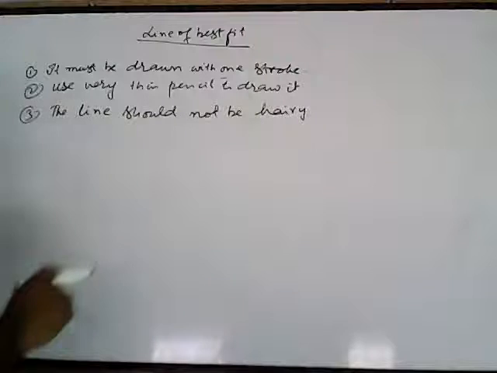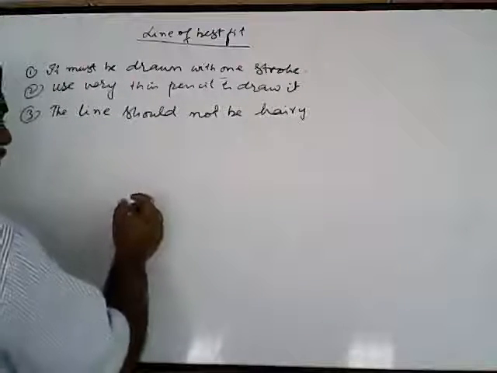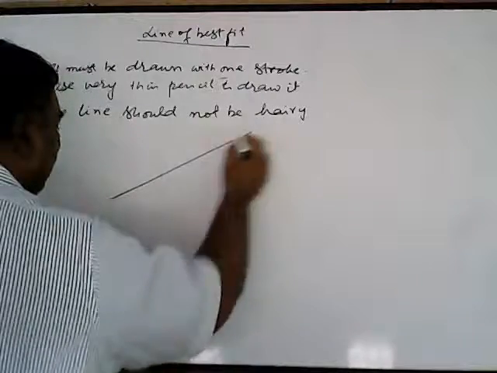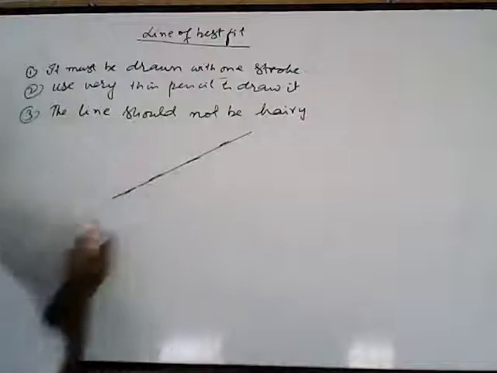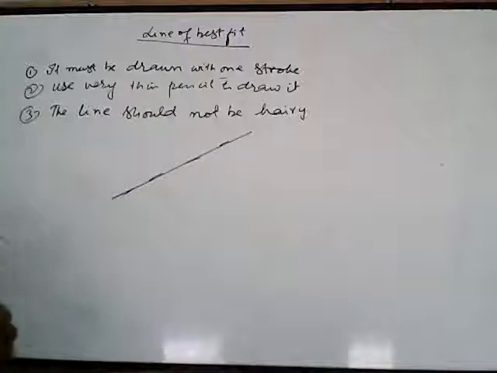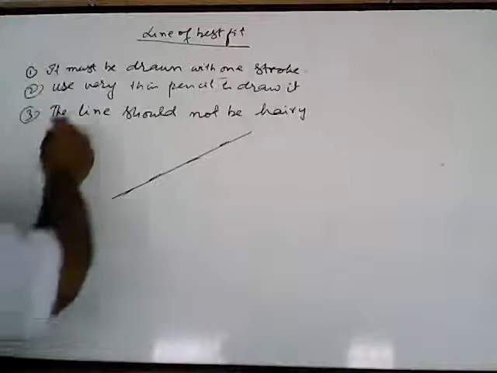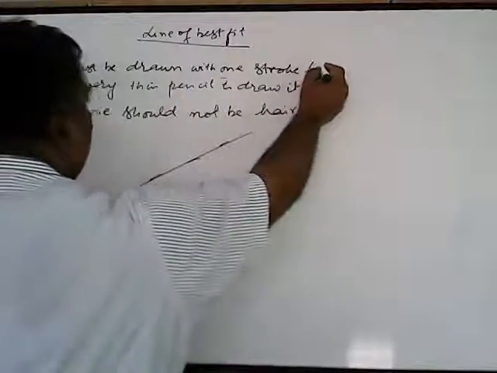Suppose how the hairy line is made. Sometimes the students use the eraser so many times. Suppose this is the line drawn, but it appears sometimes here, this one. These appear as hair on the line. So the line must not be hairy.